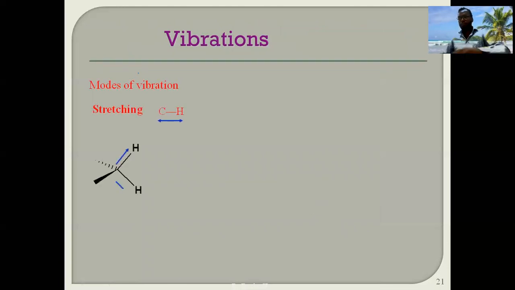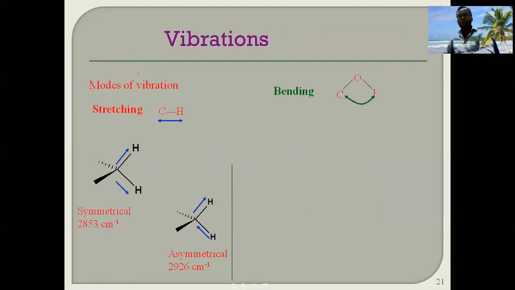This is also a simple illustration of vibrational modes. See the stretching: when the two bonds are equally stretched, it is known as symmetrical stretching. When we come to this one, the bonds move in different directions. This type of stretching is known as asymmetrical stretching.